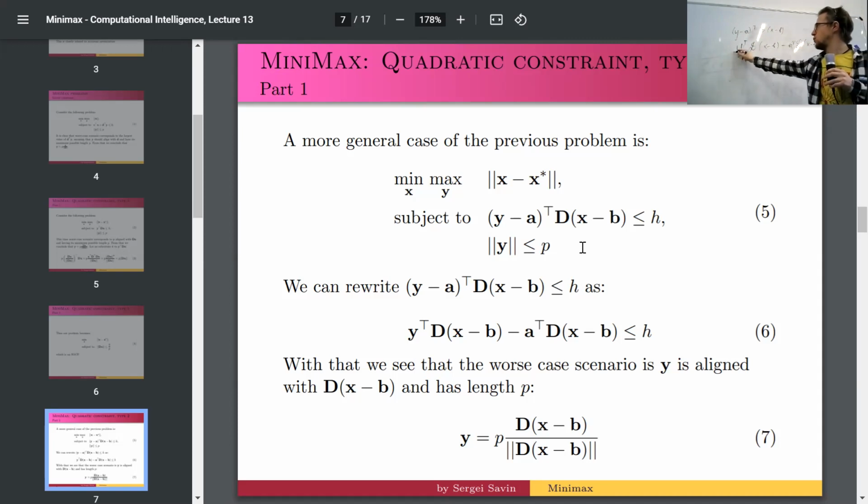What is the worst case scenario for this function? Well, when y is collinear with dx minus b, which would happen when this is true, times p.